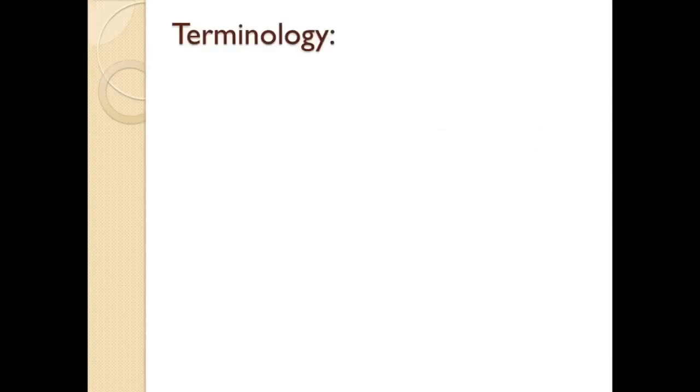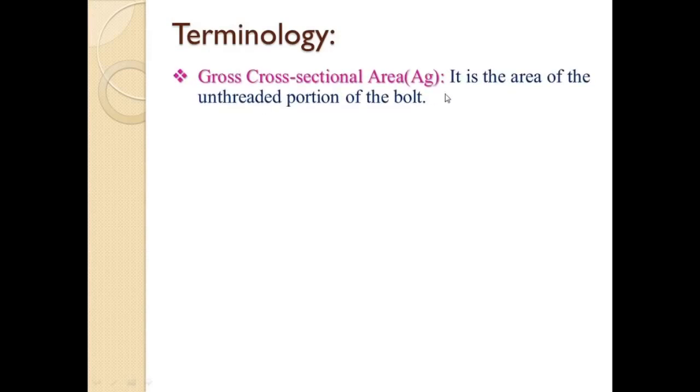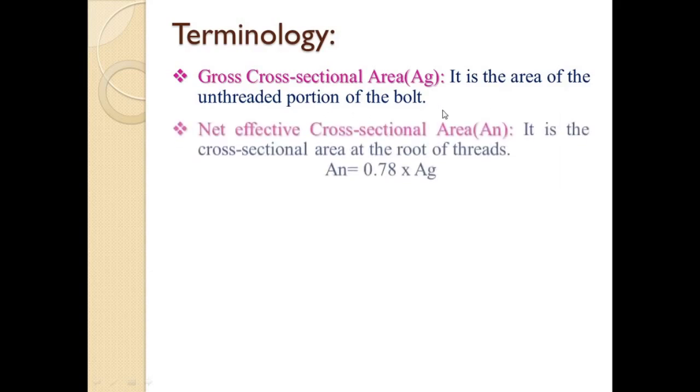Now in this lecture we are going to discuss the different terminology used for the bolted connection. So let us see first gross cross sectional area. What is meant by gross cross sectional area? It is the area of the unthreaded portion of the bolt. We discussed earlier the threaded and unthreaded portion of bolt. So the area of the unthreaded portion of bolt we can call as gross cross sectional area.